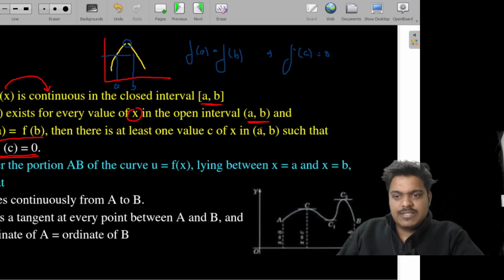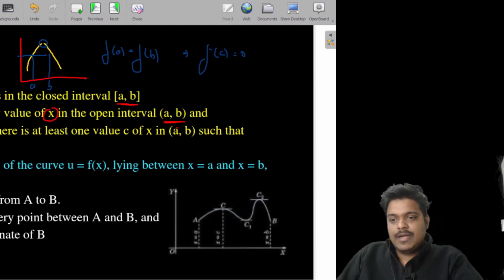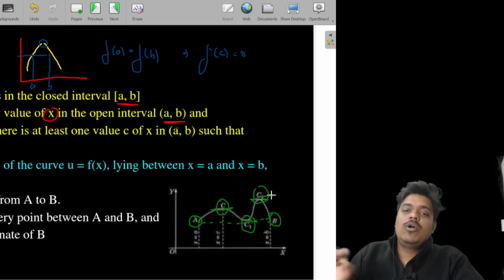I'll just shift this graph a bit right so that I can explain what is happening. In this case, please try to figure it out. This is a graph. This is point A and this is point B. We know that f of A is equal to f of B. That is absolutely fine. And there exist points C1, C2, anything you can say, where the slope is 0. But it doesn't matter. It should be one or more than one.